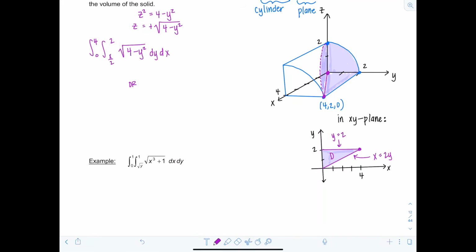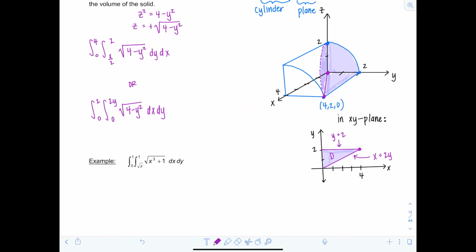The other option is I have limits for y last on the outside, so 0 to 2. So the region's bounded in the y direction from 0 to 2. In the x direction, it's bounded on the right by 2y, so that would be my upper limit. It's bounded on the left by x equals 0, and then you would have root 4 minus y squared, this time dx dy.